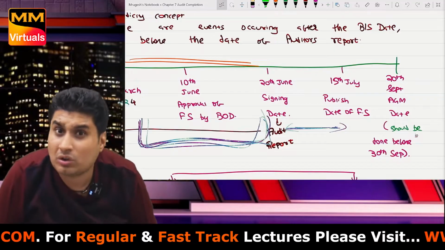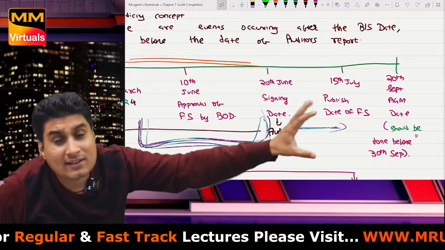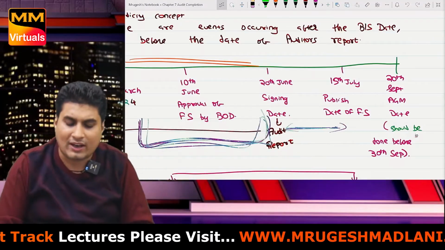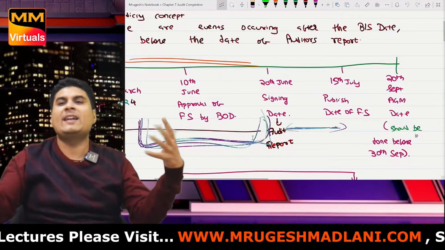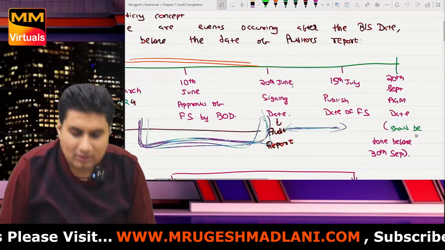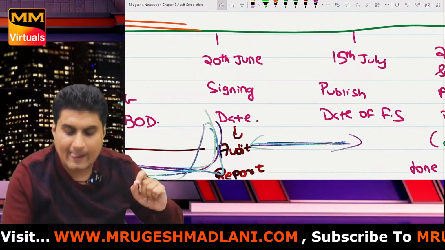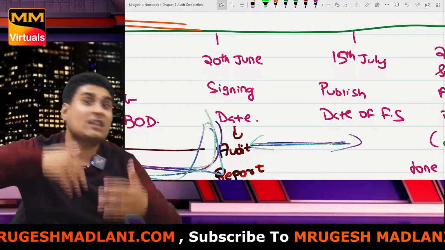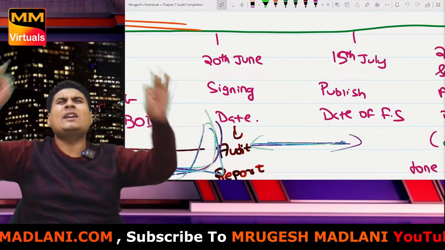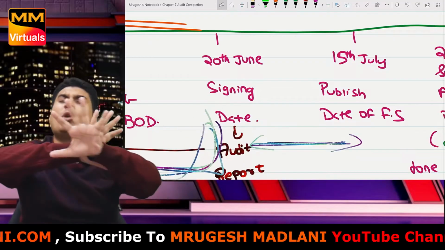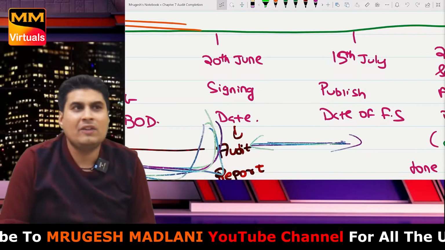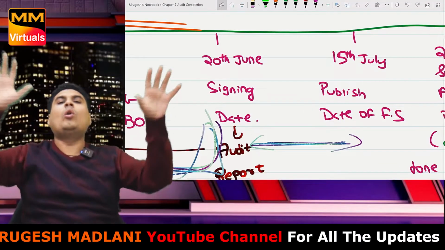Facts which come known to the auditor after the date of the auditor's report. The report is already prepared, but it is not circulated to shareholders. Usually after 15 days it is circulated, so 20th June to 15th July. Or things which come known to the auditor after the report is given, after the report is given to all the members. So after 15th July, if we come to know about anything, what to do?